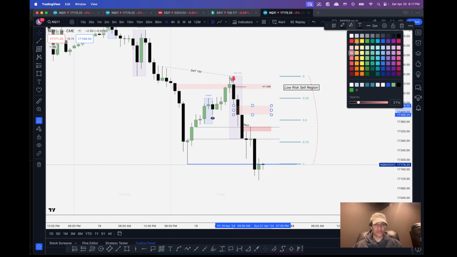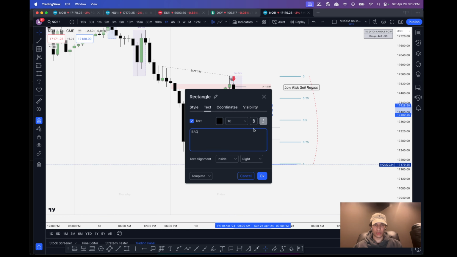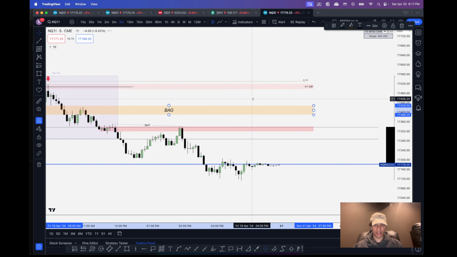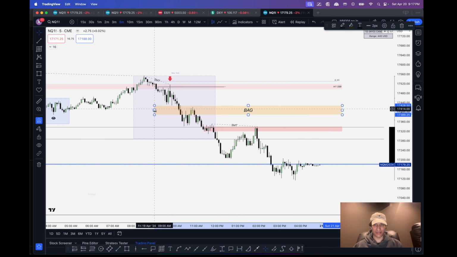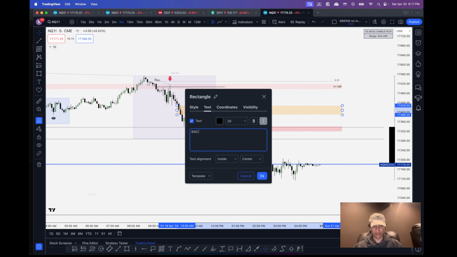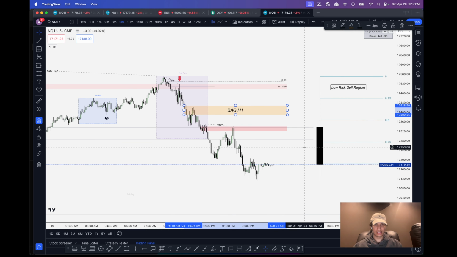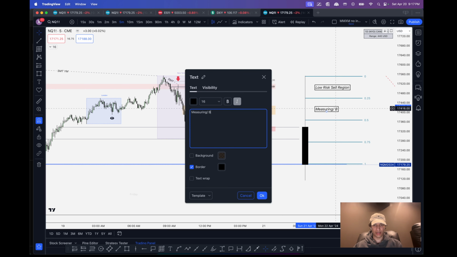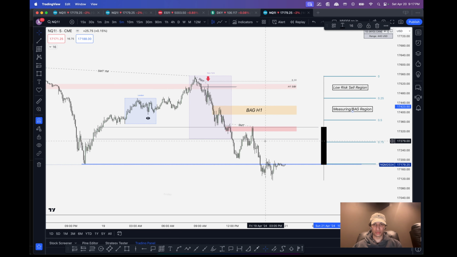As you can see, we now form this breakaway gap, which we can label BAG. Now, this breakaway gap is exactly the expectation that we have. Although it doesn't look like a breakaway gap on the 5-minute, this breakaway gap on the hourly, go mark out, is in the region that we expect it to form in. So this is our measuring or breakaway gap region between 0.25 and 0.5.